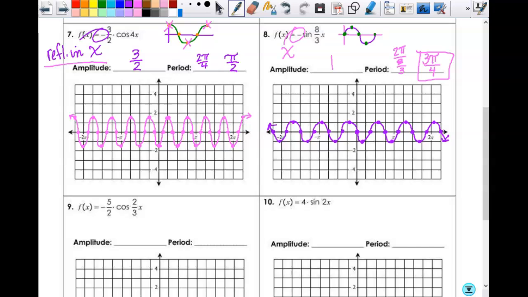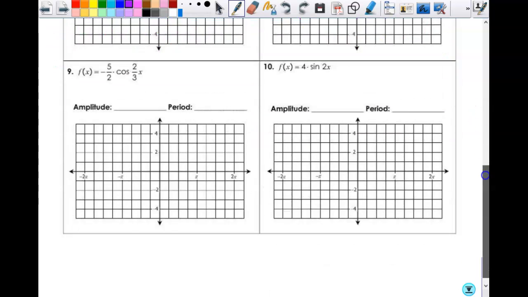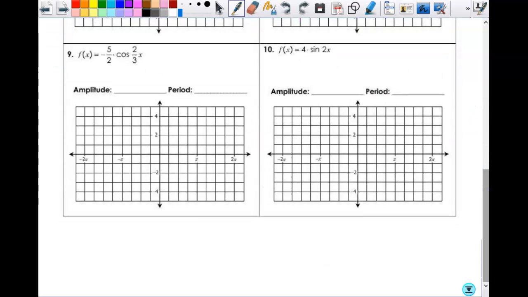What questions do you have right now? We good? All right, let's look at number 9. What is my amplitude? 5/2. And I have a reflection in the x, right? What is the period? 3 pi.